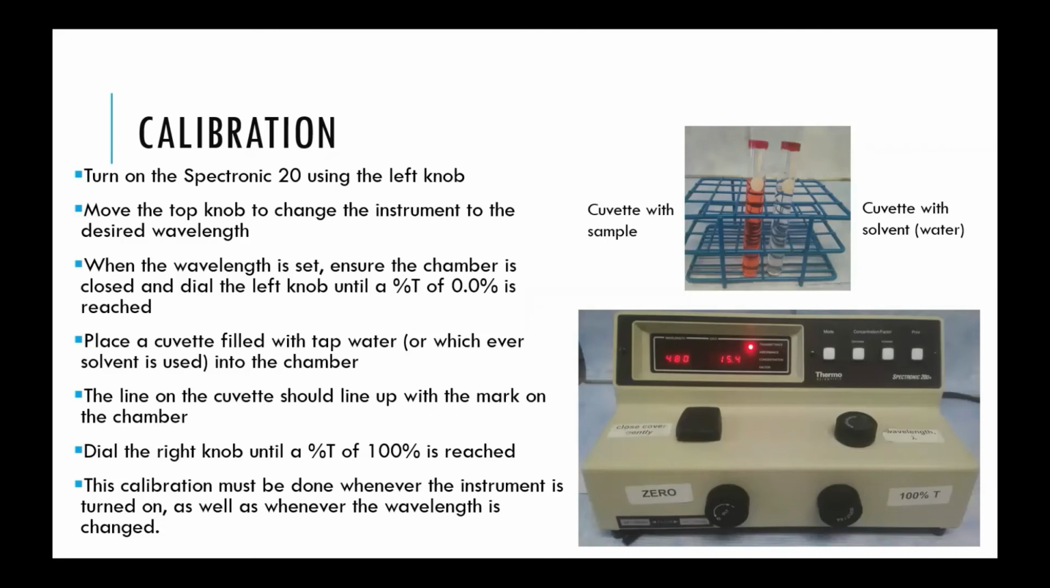In this experiment, you're using water. So tap water is going to be your solvent. The cuvette containing that sample would be placed inside the sample holder, making sure that it's lined up correctly. And then the right-hand knob is dialed to 100%, telling the instrument that the solvent, all light is able to pass through that. And that gives you a 2-point calibration. You can then take your solvent out, place your sample inside the cuvette holder, and record the percent transmittance.